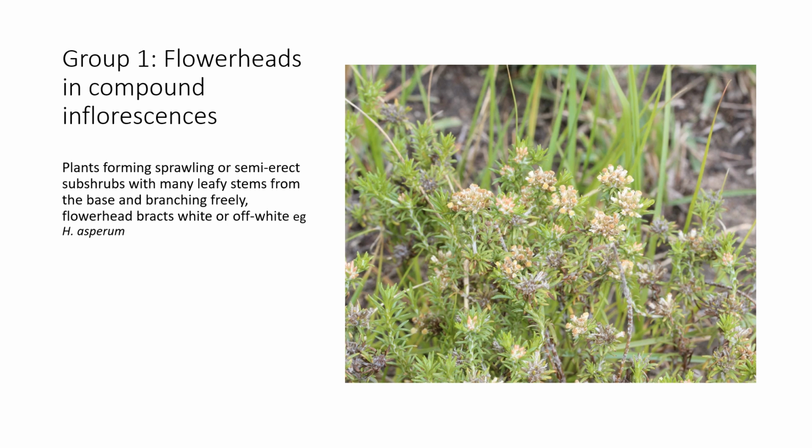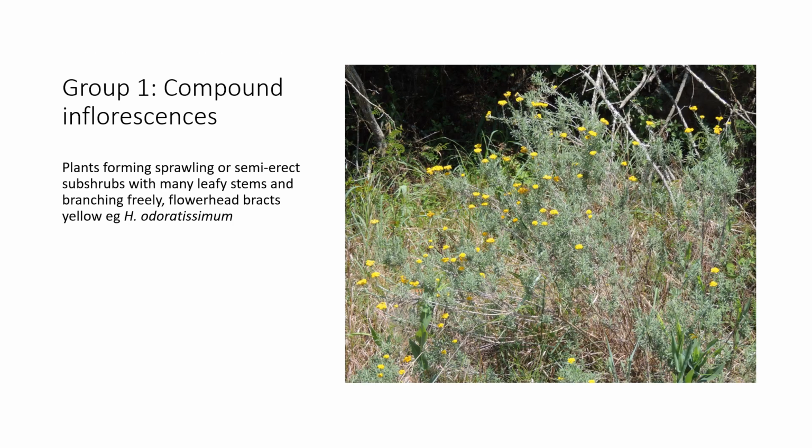The next subgroup are the flower heads and compound inflorescences, the plants that form sprawling or semi-erect subshrubs. The plants in this subgroup are shrubby but lax, with many branches covered in leaves. The flower heads are clustered together quite tightly. Here are examples of one with whitish flower head bracts, which is Helichrysum asperum. And here's one with bright yellow flower head bracts, Helichrysum odoratissimum, also recognized by its strongly aromatic leaves when they are crushed.